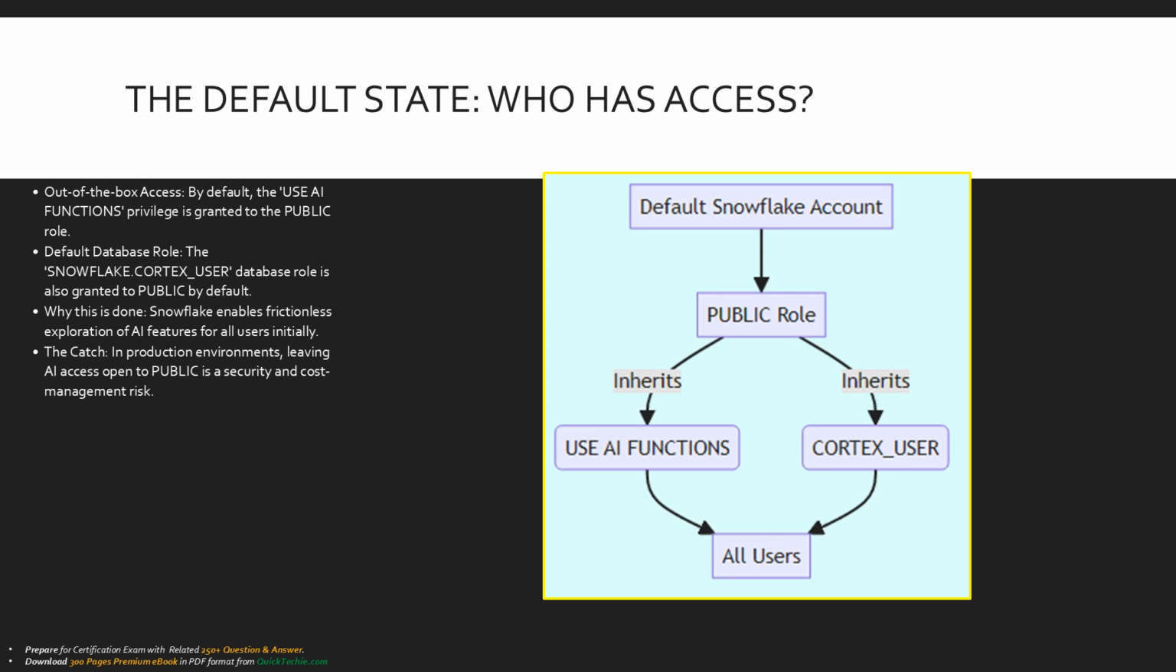Now let's talk about the default state of these privileges. Out of the box, Snowflake makes it incredibly easy to start experimenting. Both the Use AI functions privilege and the Cortex user database role are automatically granted to the public role. Since every user in Snowflake inherits the public role, this effectively means everyone in your account can start prompting LLMs immediately. Why did Snowflake do this?